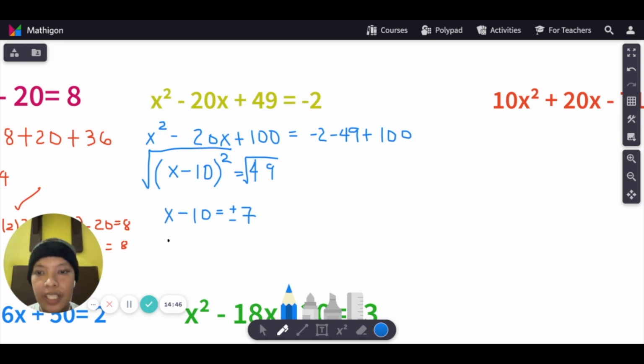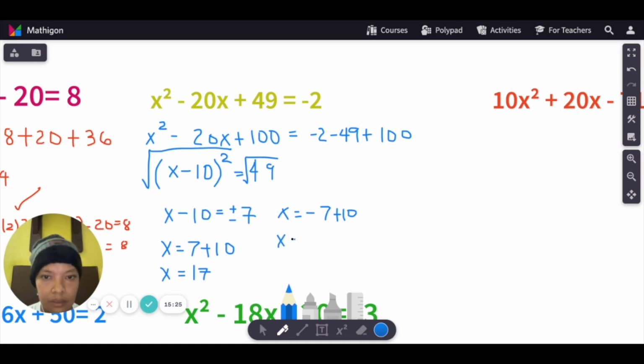Okay, so you perform your operation. X is, dun muna tayo sa 7. 7 plus, kasi yung negative 10, pag tinranspose mo po sa kabila, it will become positive. So, that's positive 17. And kapag yun namang pong kabila, yung isa naman, yung negative 7 plus 10, this is positive 3.